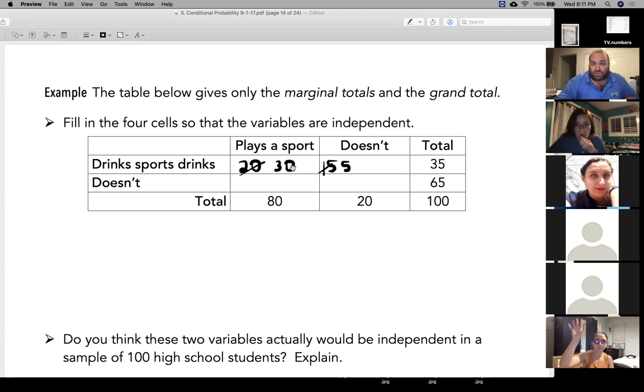So let's try this. What's 30 over 80? 0.375. What's 5 over 20? 0.25. So now we went too far. This number is smaller. I have an idea.